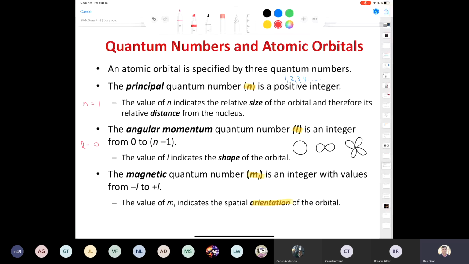What would your values of ML be? Well, M can be minus L all the way up to positive L. There's no such thing as -0 and +0. And so ML could only be 0. Give me a thumbs up if you follow me on that.